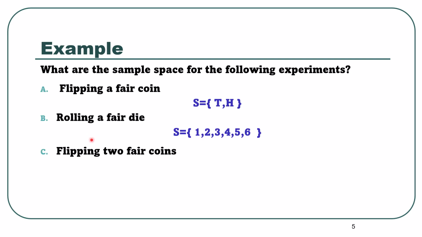Flipping two fair coins. Well, two fair coins means I will have a result on the first coin and another result for the second coin. Because of that, I could have heads and heads, heads and tails, first coin and second coin, or tails on the first and heads on the second, or on both coins, they will show tails.